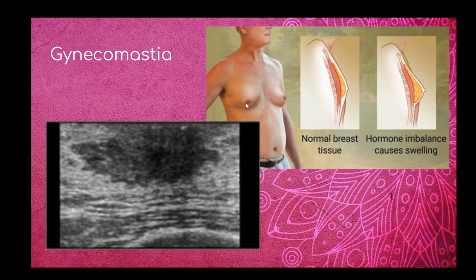So you can see here, it's going to actually look like breast on a male, and it's going to be the increase of fat under that subareolar area. On ultrasound then, we are going to see a hypoechoic, kind of triangular pyramid looking area underneath the nipple.